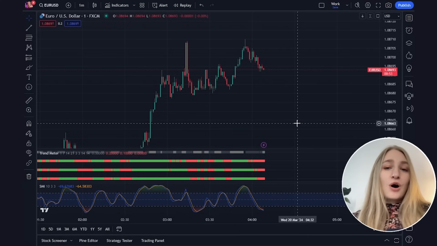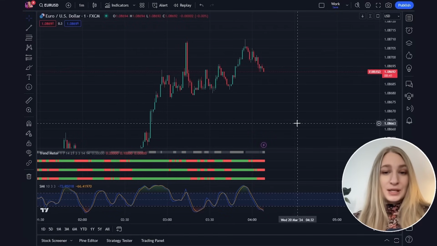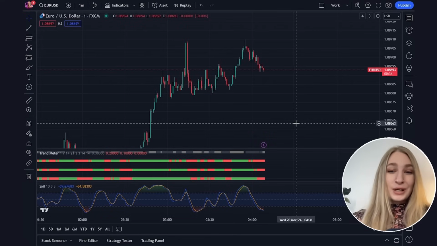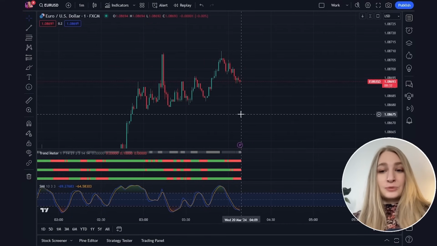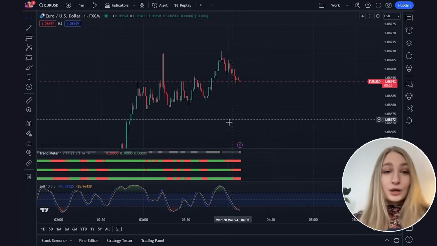Then we will go to the Quotex website, where we can open a similar indicator to SMI. It's called Stochastic, but we don't have a Trend Meter on Quotex, so we will only use one indicator. In the meantime, we are on TradingView and we'll break down the two indicators and how they work as a pair. So we are good to go.